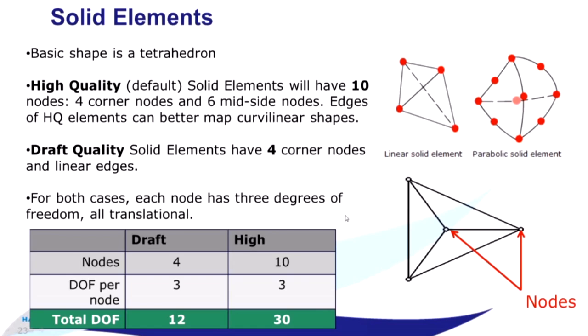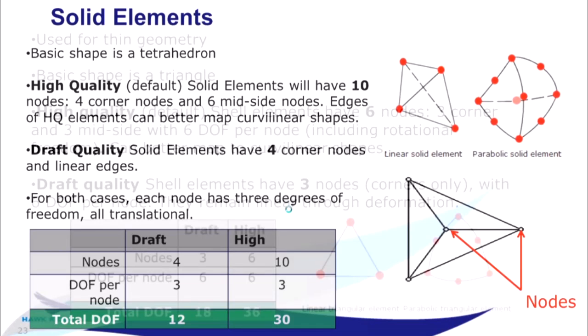Now there is the ability to create what we call a draft element. It's a first order element. It has straight sides, so it doesn't map to curved geometry, and only 4 nodes. And that only has 12 degrees of freedom.